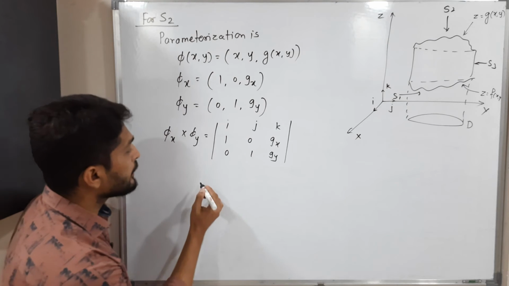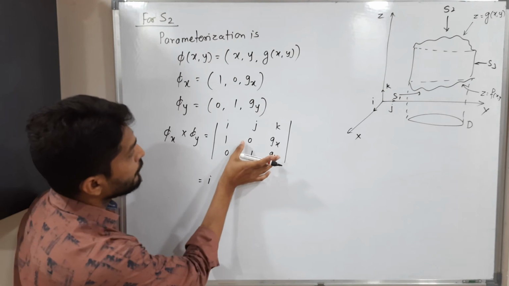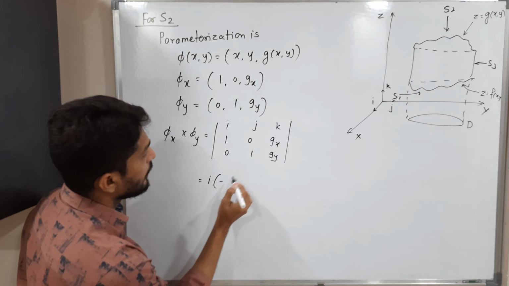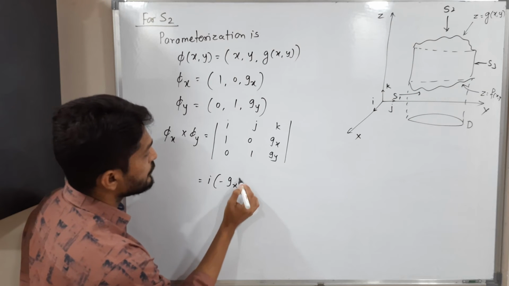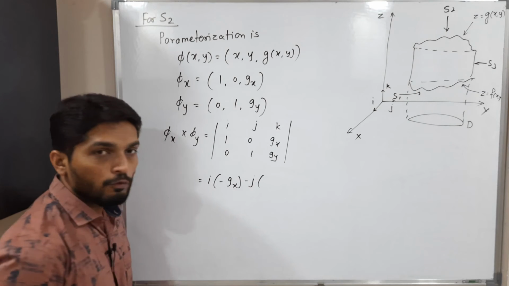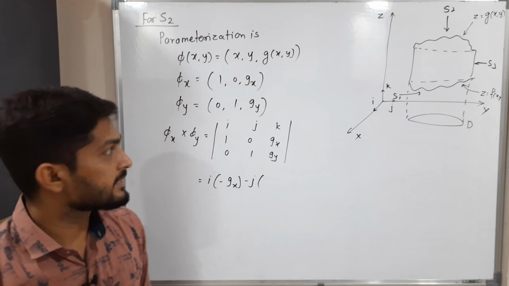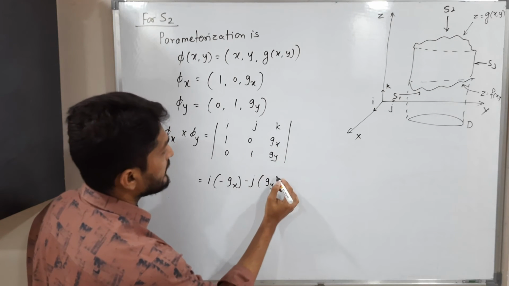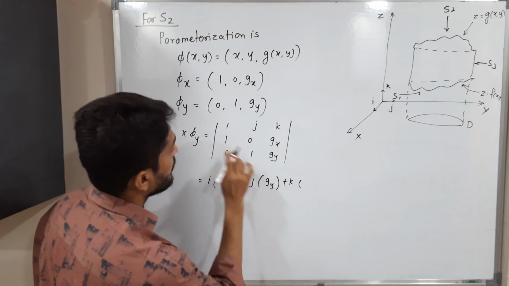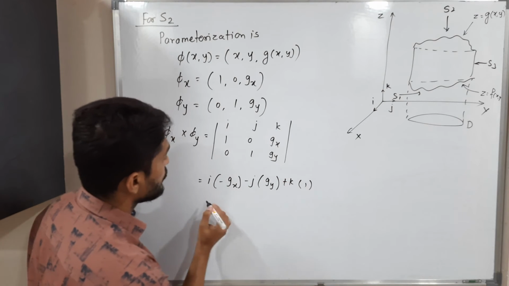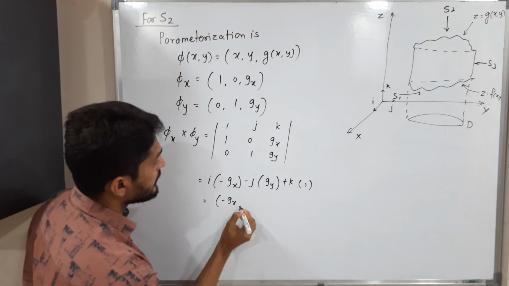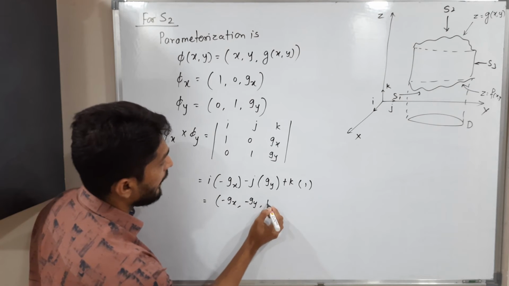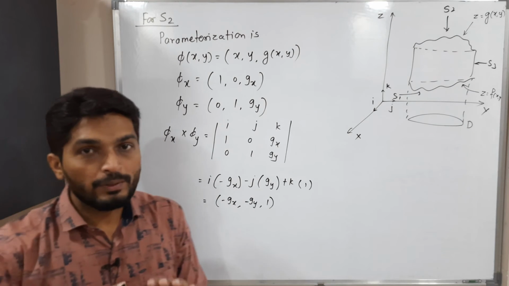Okay, so for the determinant what we do? i, product of these two, 0 minus 1 into g x, you will have minus g x. For the middle term we always write a minus sign. Product of these two, g y, minus 0, plus k, 1 minus 0. So it is minus g x, minus g y, and 1. So we got the cross product.